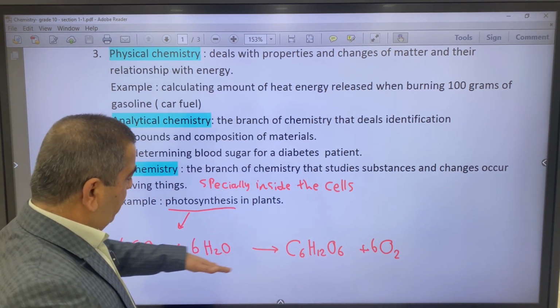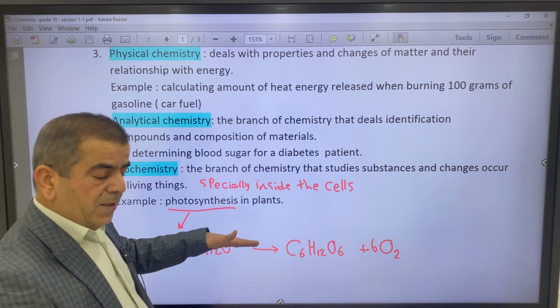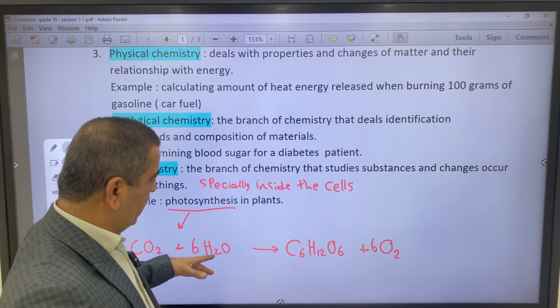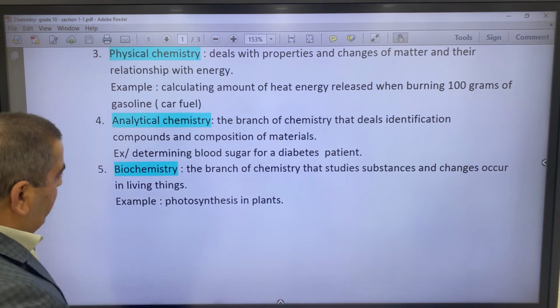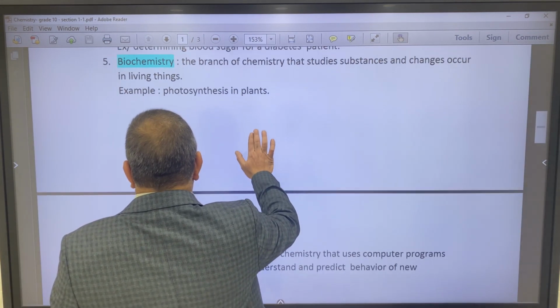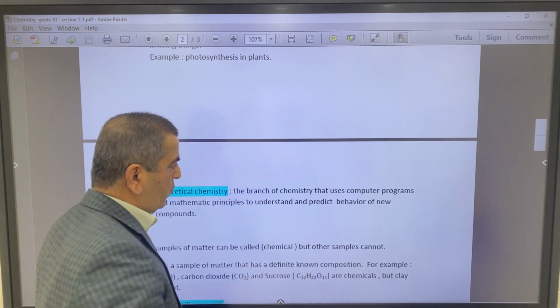This process occurs in living things. Which living thing? Plants, in the cells of plants, and especially in the leaves of plants. So the one that we just mentioned is an example of biochemistry.